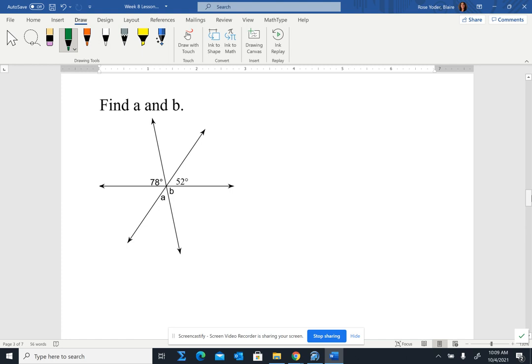Sometimes in a more complicated diagram, it's hard to tell which angles are vertical with which. So notice that if I highlight those two lines, the 78 degree angle is vertical angles with B. So what is the 52 degree angle vertical angles with? Well, it looks like it's this one over here that's not labeled, 52.